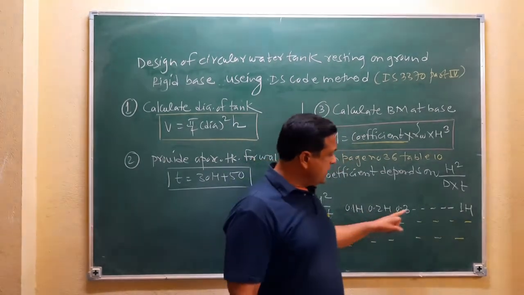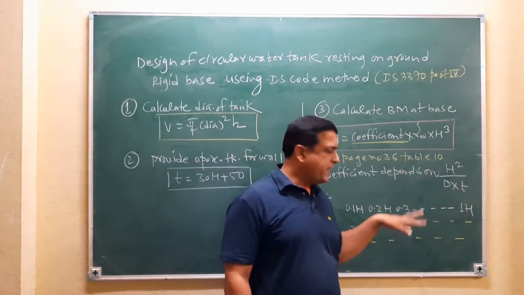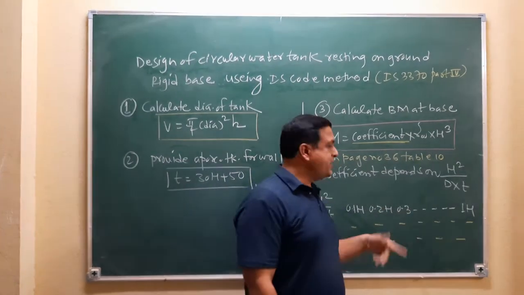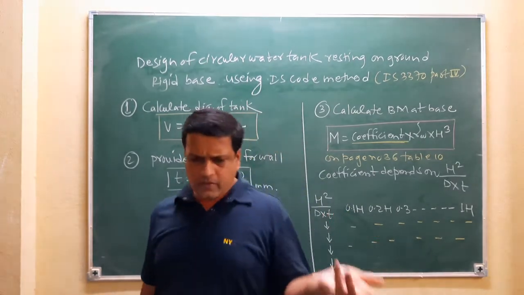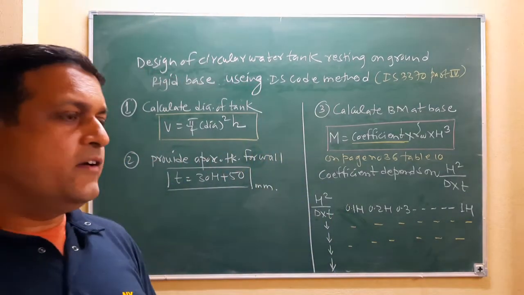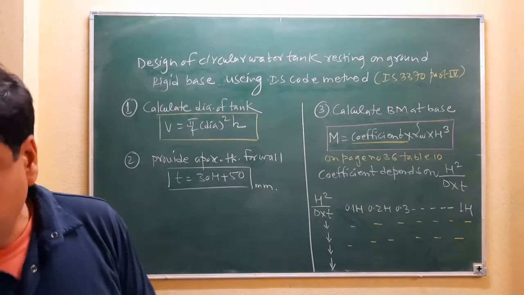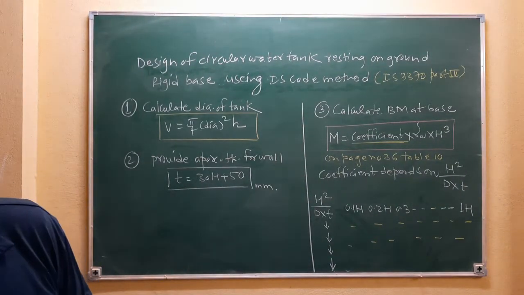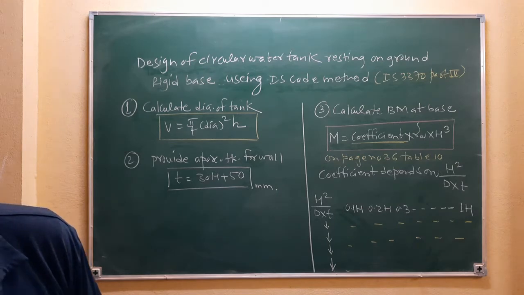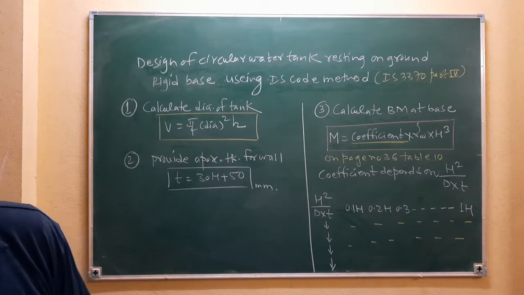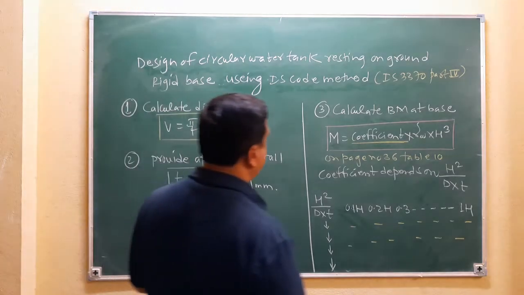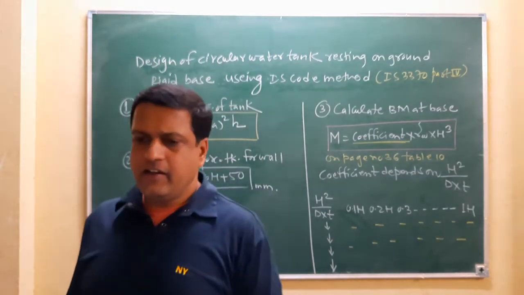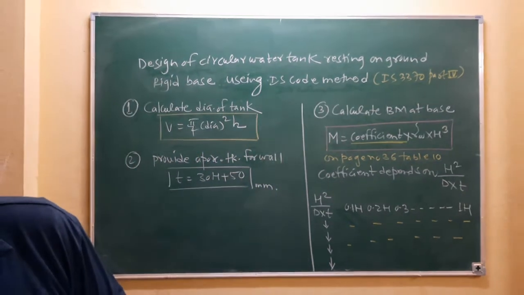signs, because the coefficients have signs, and those signs are not mathematical signs; those signs have some different meaning. The negative sign indicates tension on the inner side, and the positive sign indicates tension on the outer side.